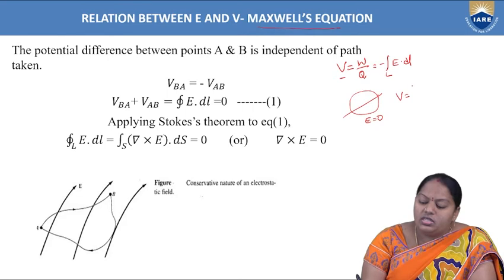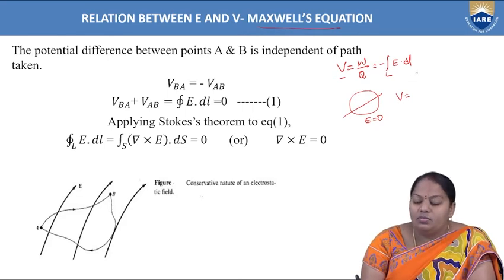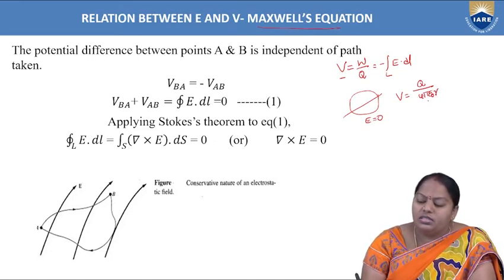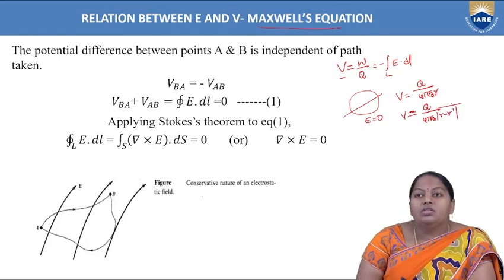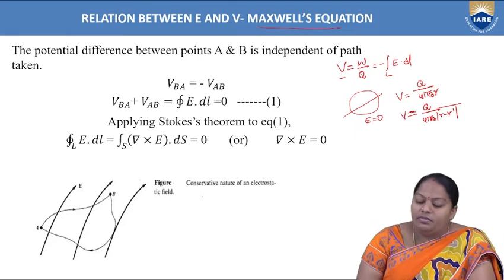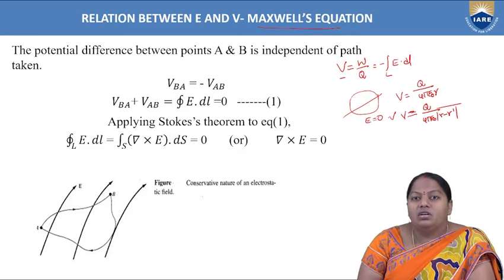For a point charge case, this electric potential V can be given by Q by 4 pi epsilon naught into R. Suppose you want to find the distance from two reference points, then this electric potential or scalar potential V can be given by Q by 4 pi epsilon naught into modulus of R minus R dash.